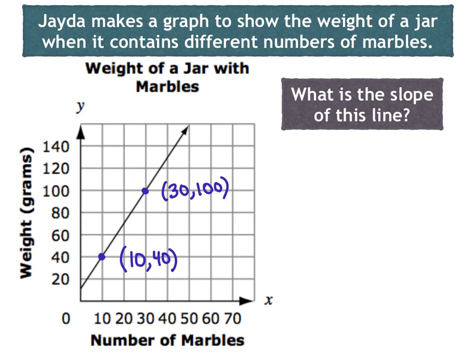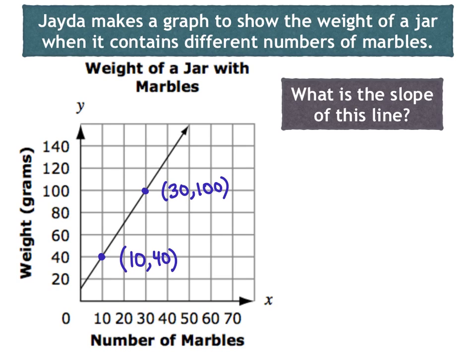So in this video, we're going to review some ideas from when we studied linear relationships. So we have a graph here. It says Jada makes a graph to show the weight of a jar when it contains different numbers of marbles. And the first question we're asked is to find the slope of the line.